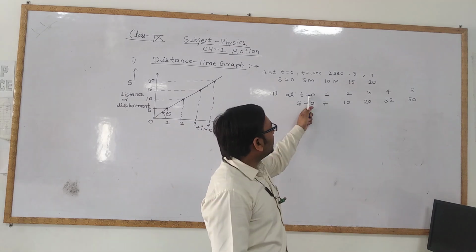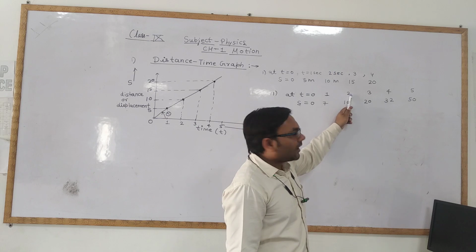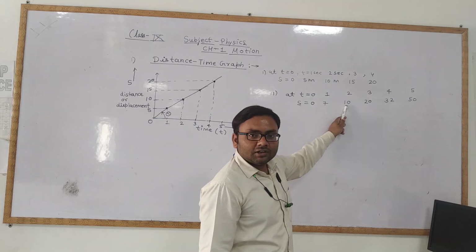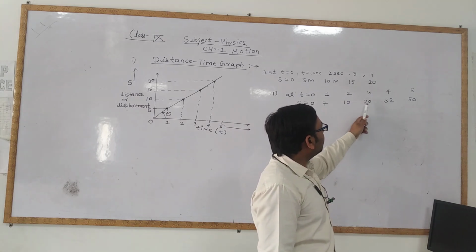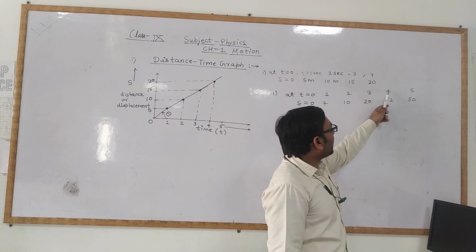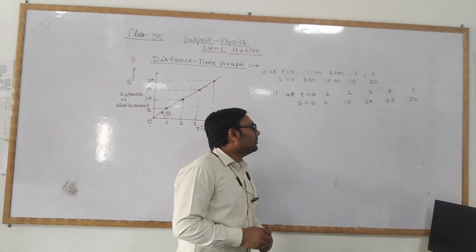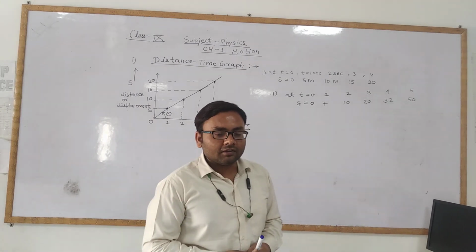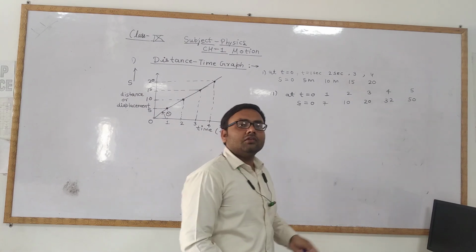That means you can see in the first second the object is covering 7 meters. In the next second, that is from 1 to 2, the object is covering only 3 meters. Okay, and in the next second the object is covering 10 meters. In the next second it is covering 12 meters. So you can see in each second the object has covered unequal distances or displacements. That's why we call this type of motion non-uniform motion.